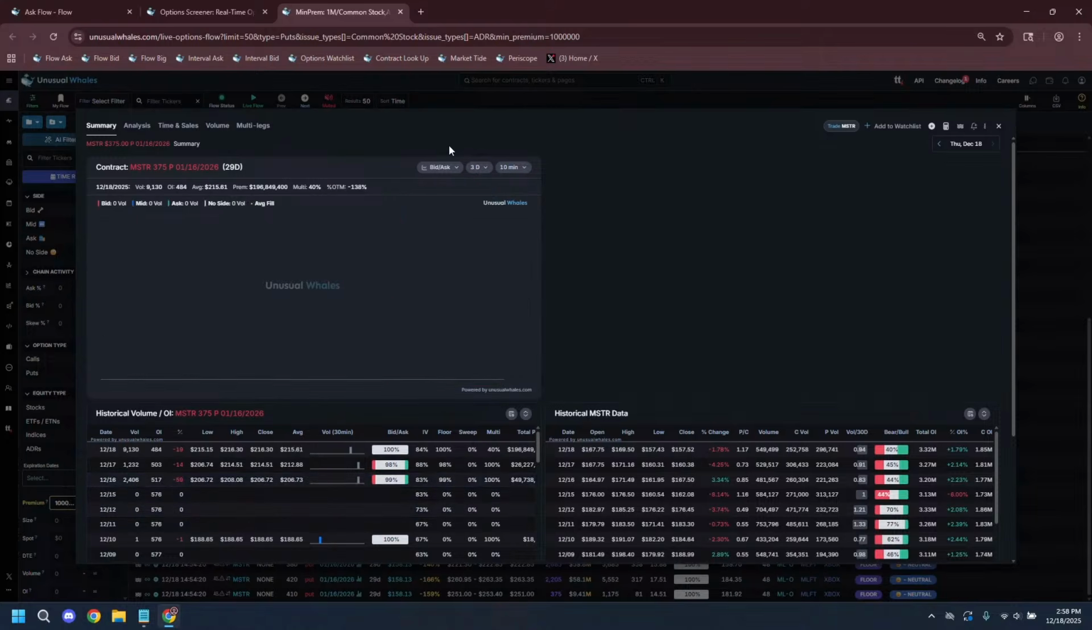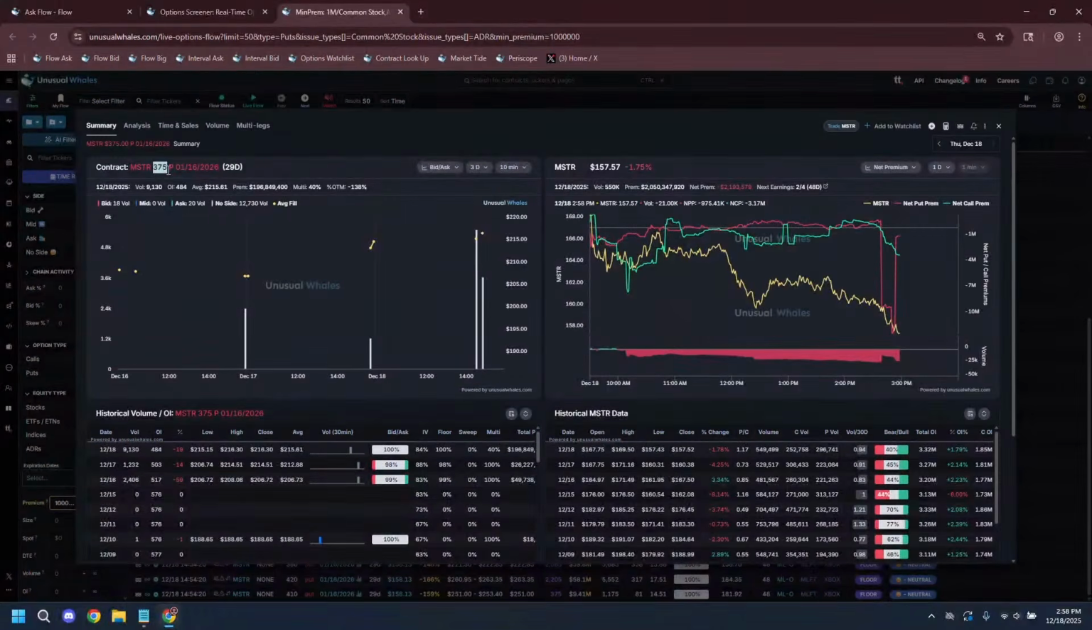So let me try to find better examples. Okay, here's actually a pretty good one. So we see the Master 375 put expiring in January. Don't worry about the expirations. Just look at the strike. Look at the equity price, 158. This is over 100% in the money. In the last 3 days, there's been big activity that has not resulted in any new open interest. In fact, the open interest has been decreasing.